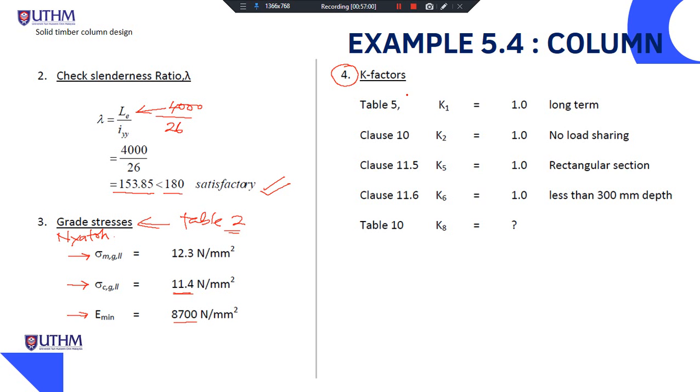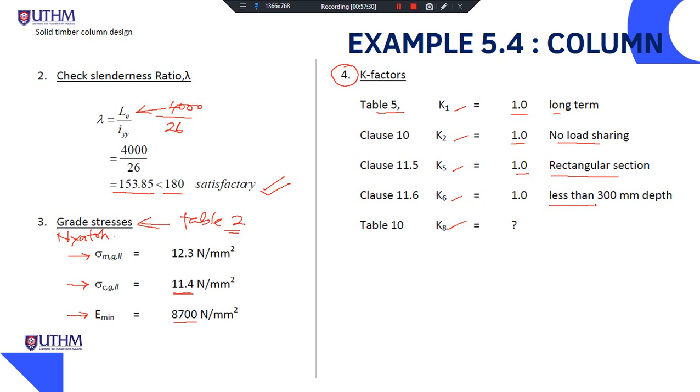Next is the K factor. We need to know the K1, K2, K5, K6, and also K8. So K1 is from Table 5. For the long term, K1 is equal to 1.0. No load sharing system, not mentioned in the equation, so K2 is equal to 1.0. Our cross-section shape is the rectangular section, thus our K5 is equal to 1.0.